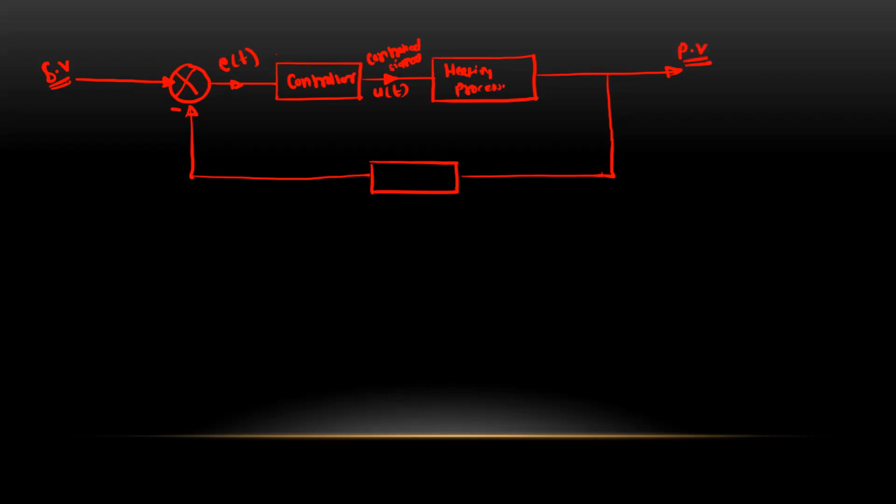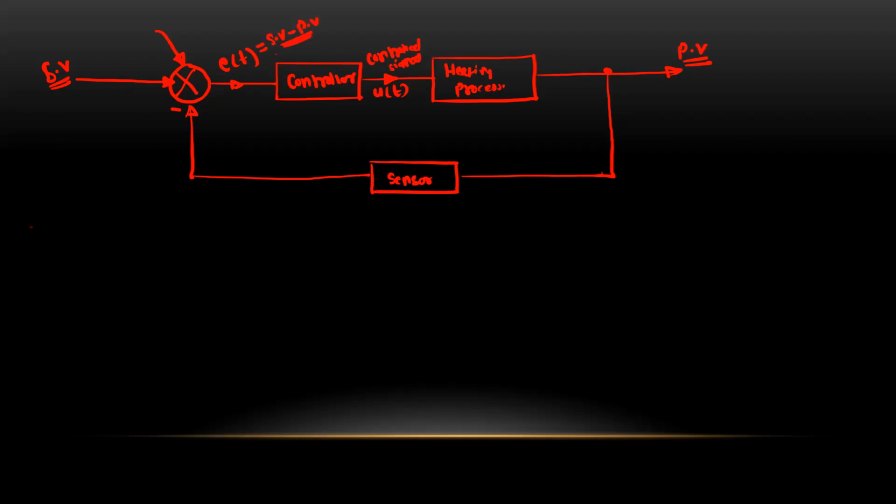Now to compare the set value and the process value, we need one sensor, that is nothing but the thermocouple. It will give the signal to the summing point. So basically this is a comparator. It will compare the set value and the process value, and then generate the error signal, which is the set value minus the process value. Then the controller will decide the proper action to be taken on the error signal, and generate the control signal.